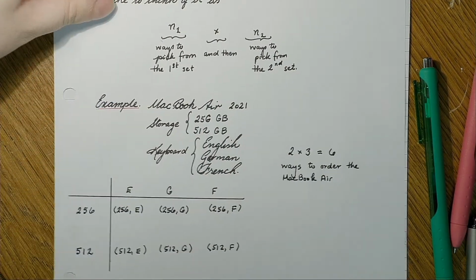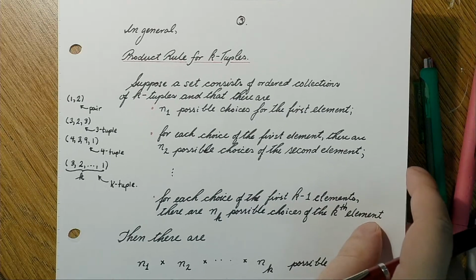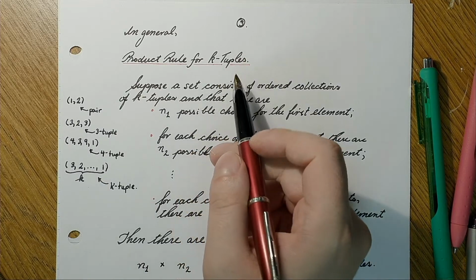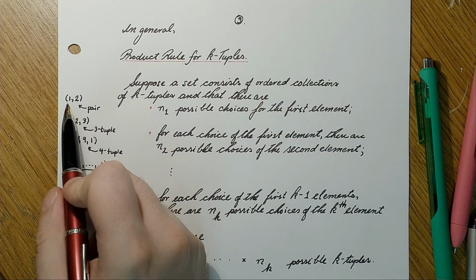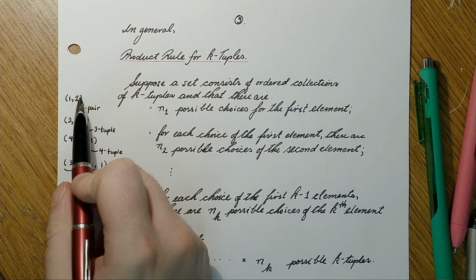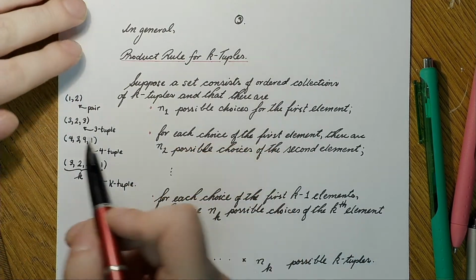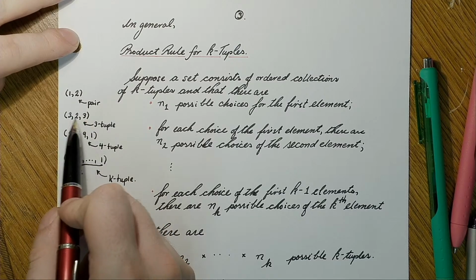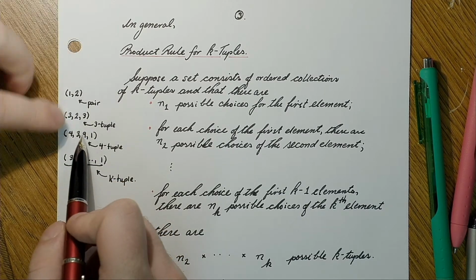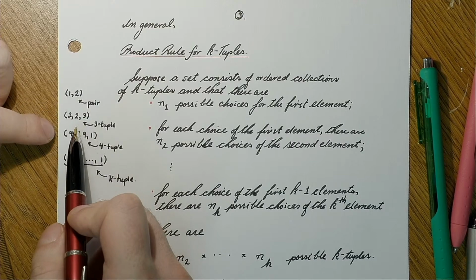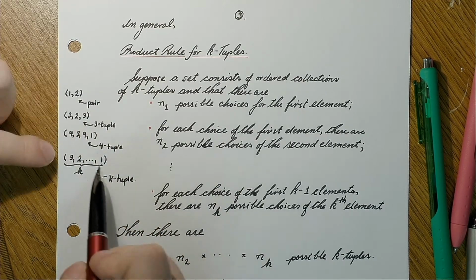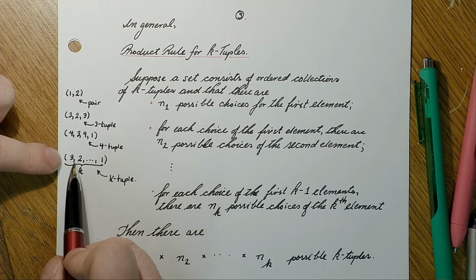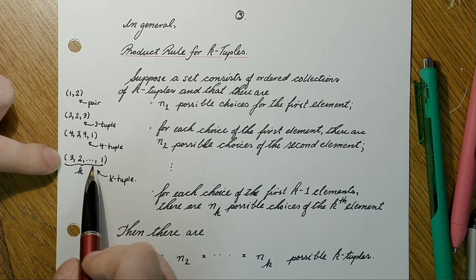Then in general, this is for k-tuples. If I had a pair here, here's 1, 2, that's an example of a pair. Over here, I have a triple or a 3-tuple. There's 3 of them in there. These are just random numbers to show you. And when we say a k-tuple, there's k number of elements inside of there.